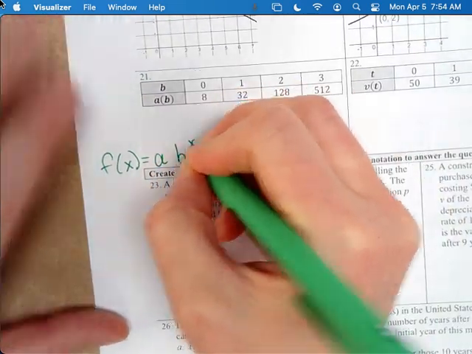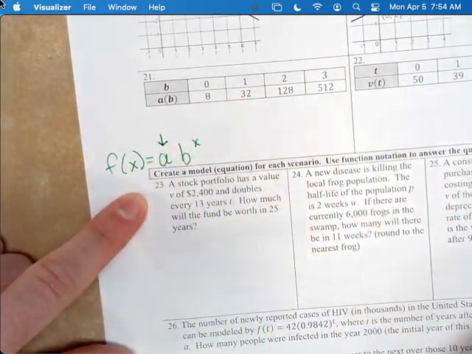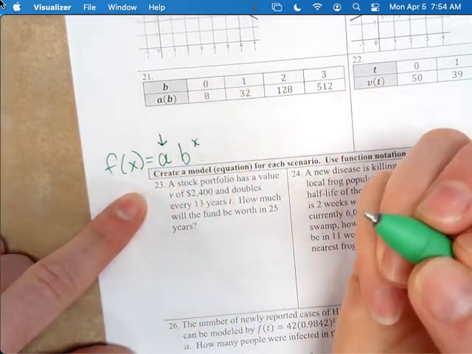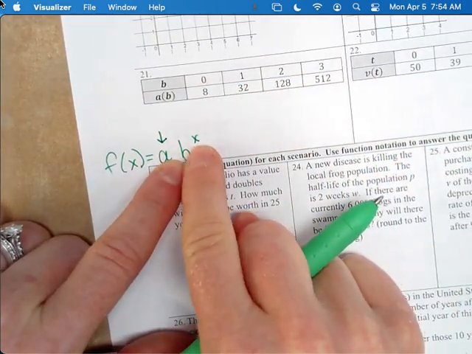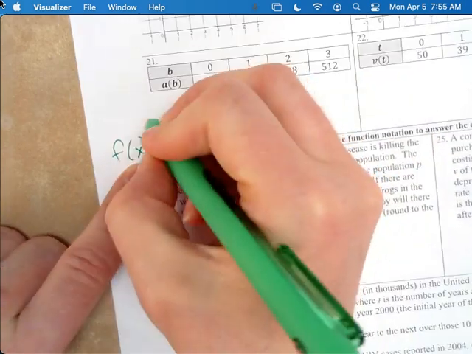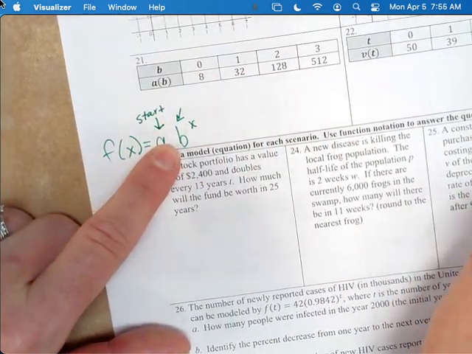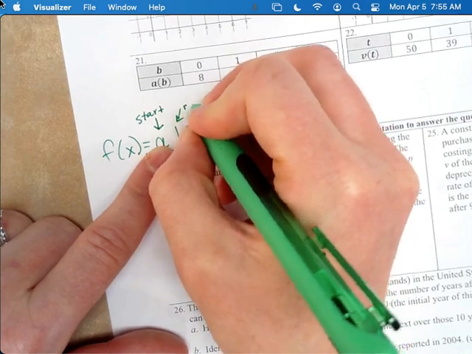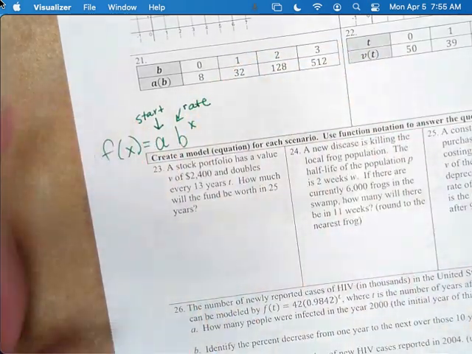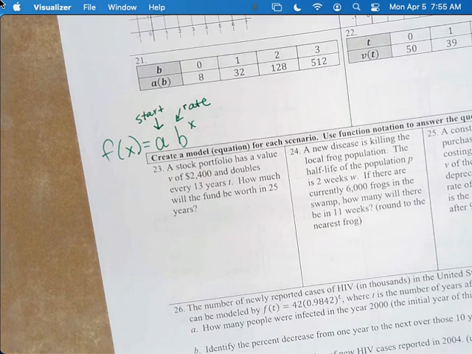A times b to the x. What does a represent? Slope goes with the exponent. Oh, yeah. What's the start? Yeah, so this is just our start or our initial value. And what is the b? The rate. Like what it's being multiplied by every single time you move up.